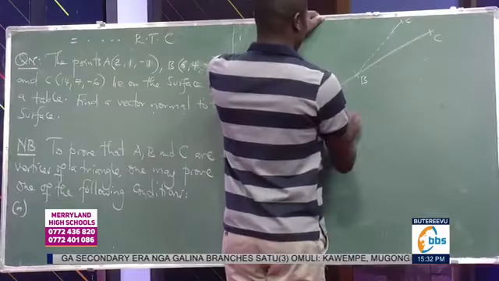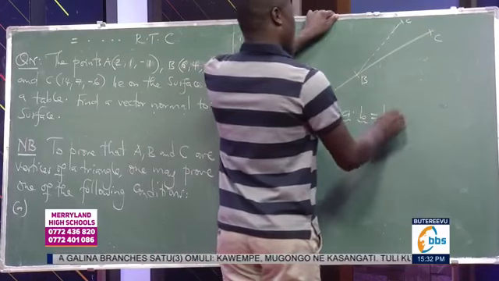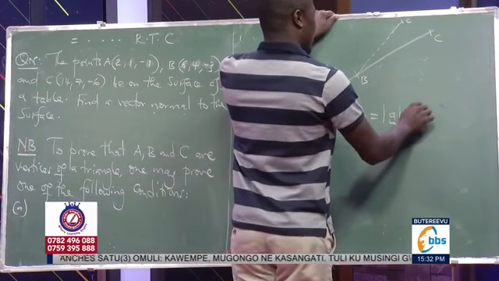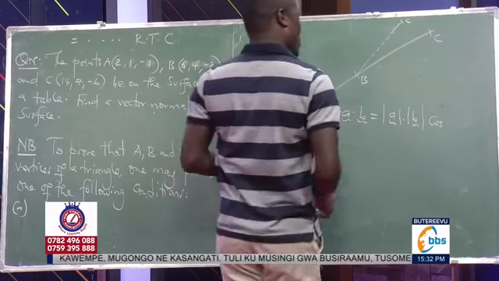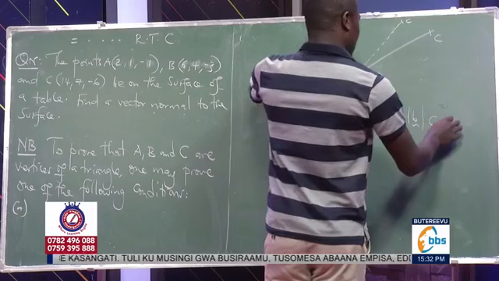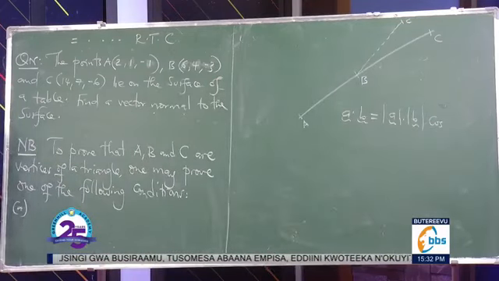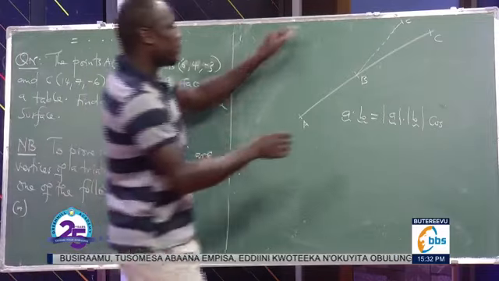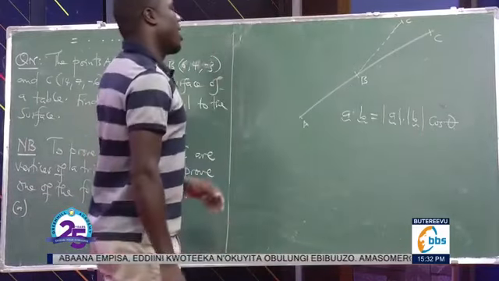By definition, A dot B is given by magnitude of A times magnitude of B times cos of the angle between these two guys here. Cos of theta, where theta is the angle between these two guys.